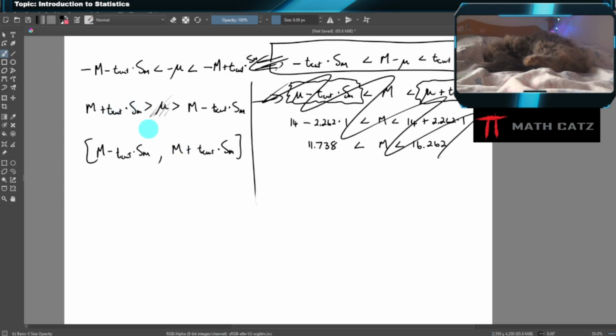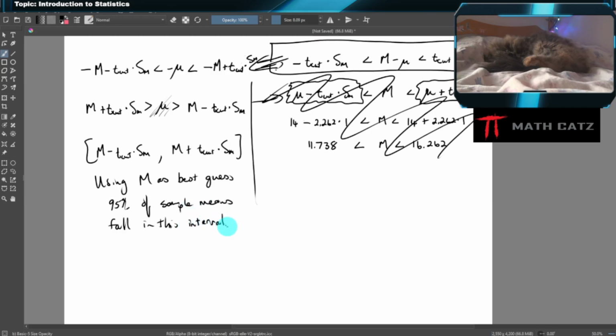Then, based on that, let me just write something down, using m as our best guess for the center of the true distribution, 95% of sample means that we can get should arguably fall in this interval. With repeated sampling, we should get 95% of those samples in this interval.